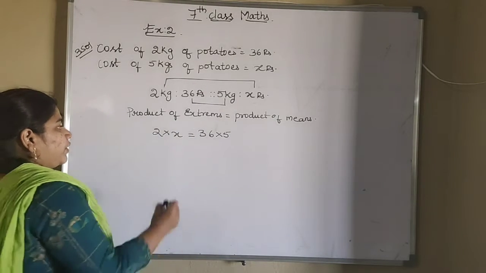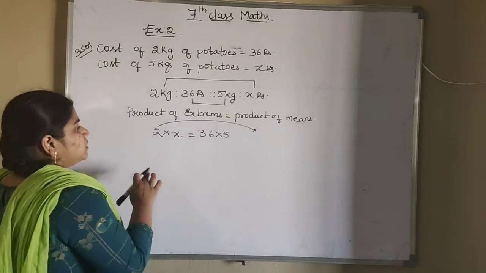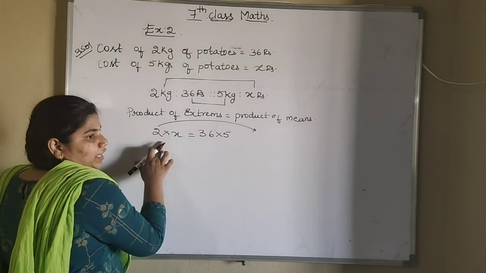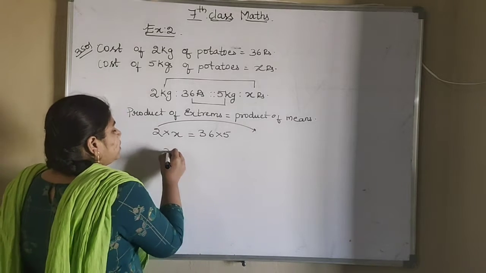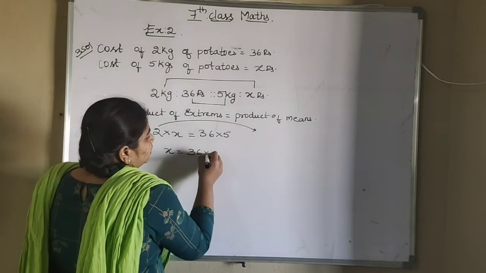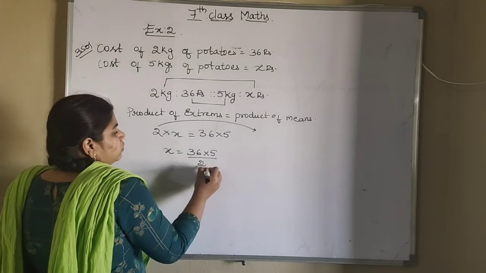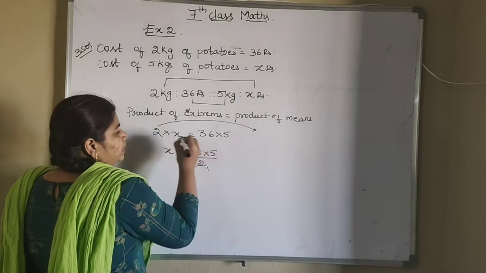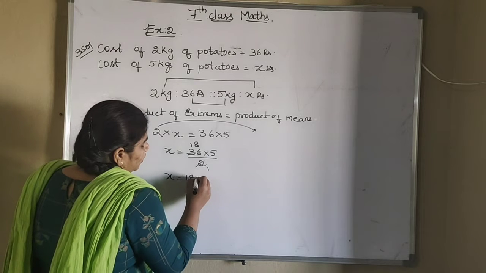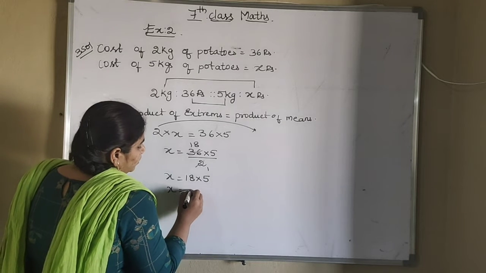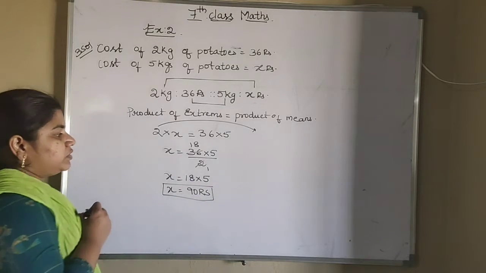If I transpose this 2 to the other side, it will be converted into division, because the relation of 2 and x is multiplication. So x is equal to 36 into 5 by 2. Now cancel using the 2 table: 2 ones are 2, 2 18s are 36. So x is equal to 18 into 5. So x will be 90 rupees. So you got the cost of 5 kgs of potatoes.